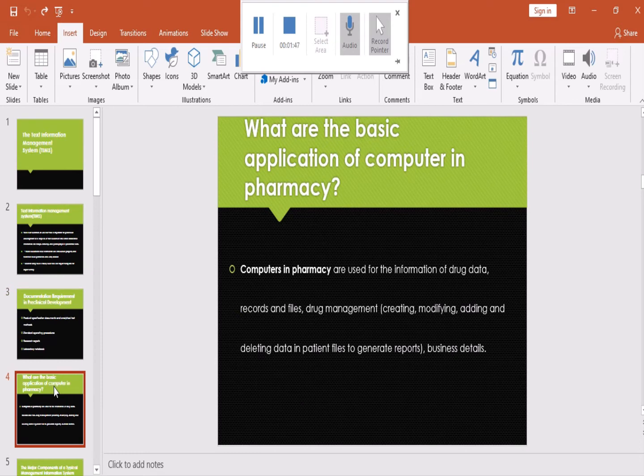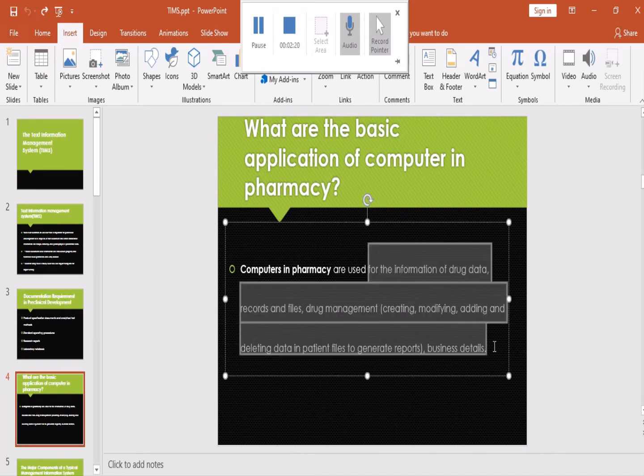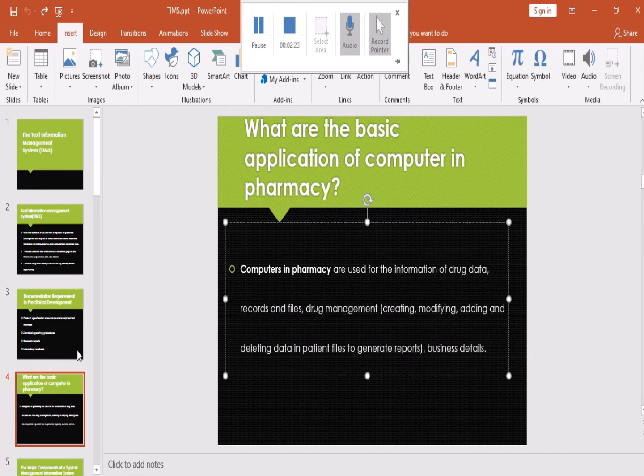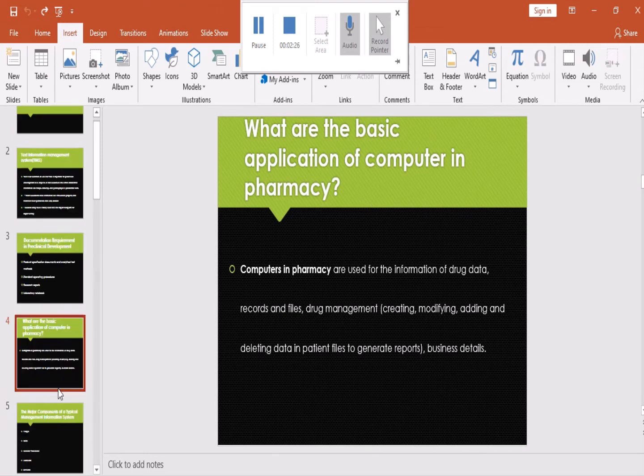What are the basic applications of computers in pharmacy? Before going to the text management system, we will first look at the basic applications used in pharmacy. Computers in pharmacy are used for drug information, data, records and files, drug management, creating, modifying, adding and deleting data in a patient file, and generating reports and the overall business details of the pharmacy. The text information management system will play a major role in all these applications, especially in database storage.